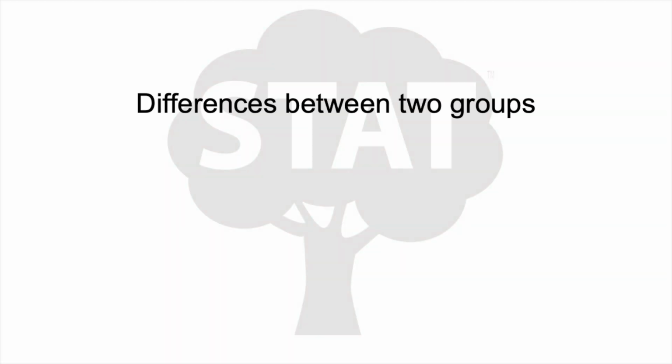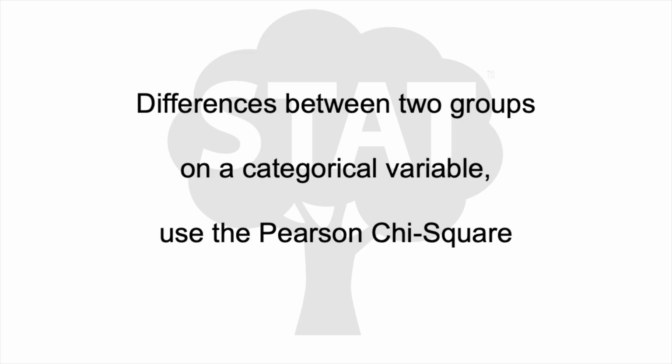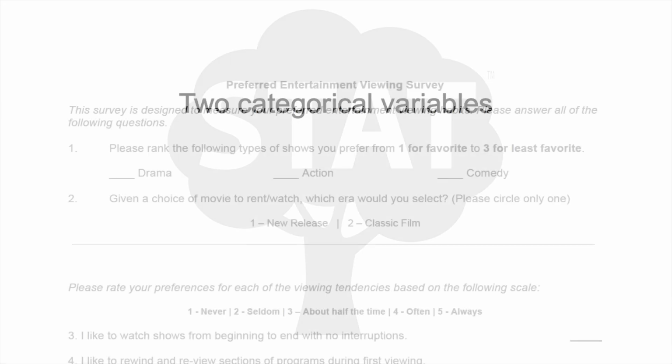To test whether there are differences between groups on some categorical variable, the Pearson One-way Chi-Square test would be appropriate. You will need two categorical variables in order to run this test.